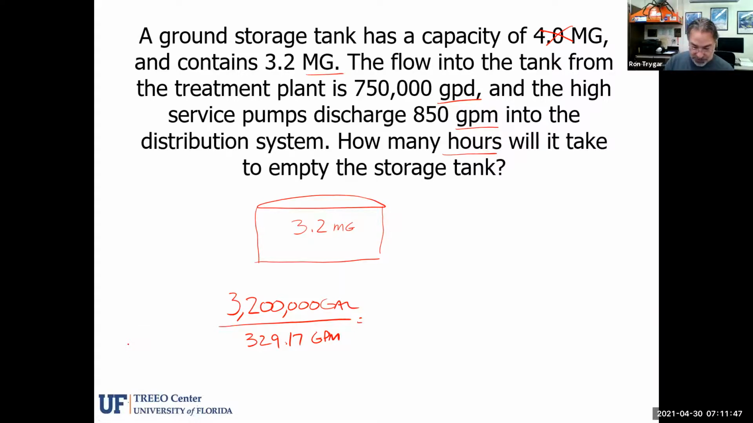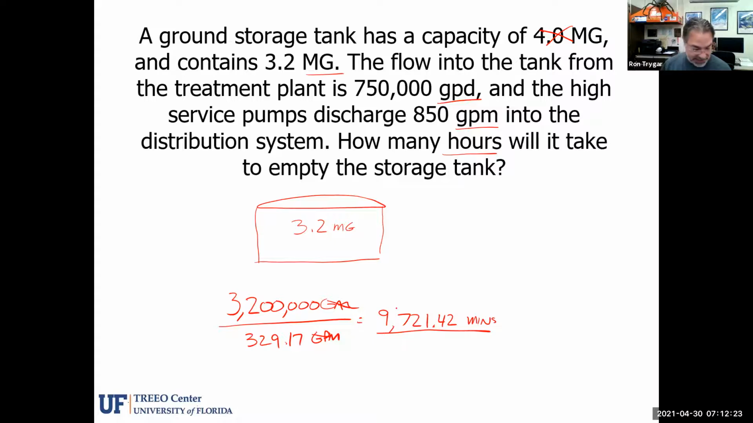So 3,200,000, divide that by 329.17. And I came up with 9,721.42. And this is minutes. So gallons cross out again, we're left with minutes. So we've got 9,721.42 minutes. Now what we need is to figure this into hours, because the question is asking us hours.